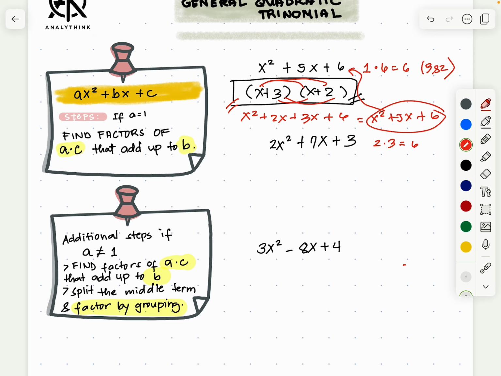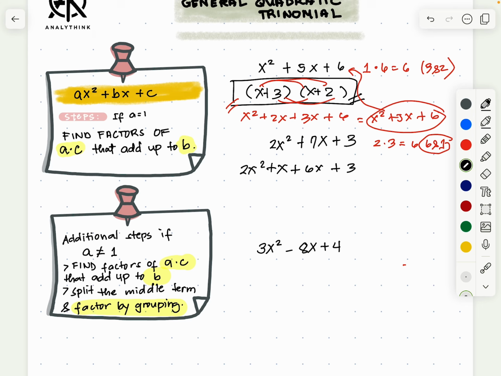So it could be 6 and 1, right? 6 plus 1 is 7, and 6 times 1 is positive 6. So it fits our condition. And then you split the middle term using these factors. So if I split the middle term here, you have 2x squared plus x plus 6x plus 3. So x plus 6x is still 7x. So it's the same polynomial.